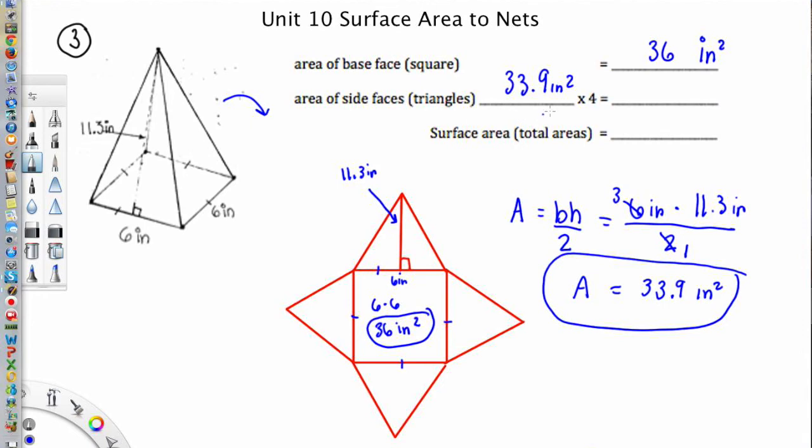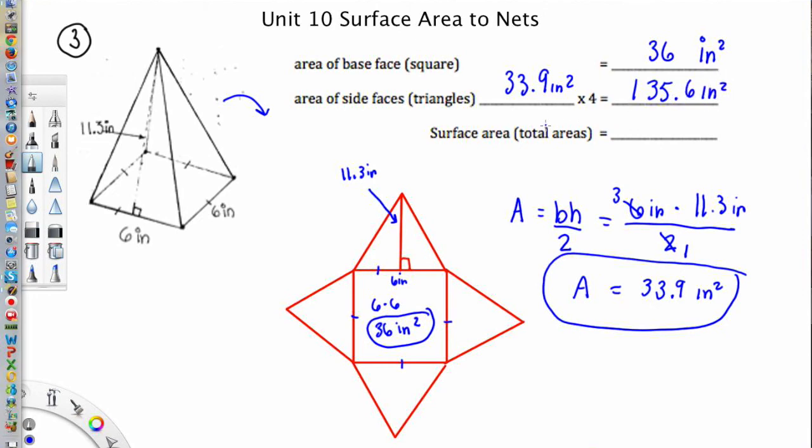And when I take 33 and 9 tenths inches squared and multiply it by 4, since there's 4 identical triangles, we will get the product of 135 and 6 tenths inches squared.